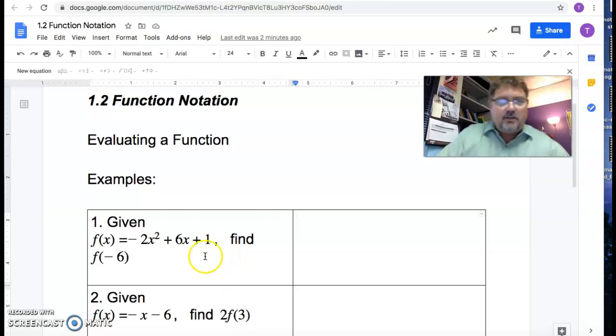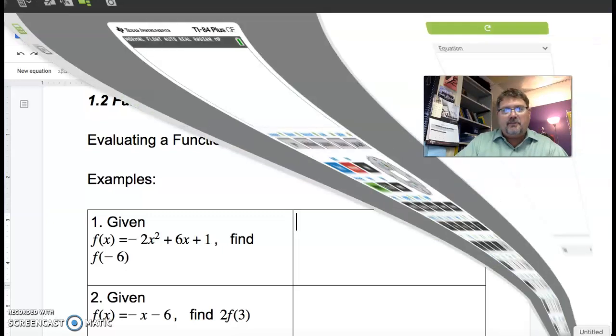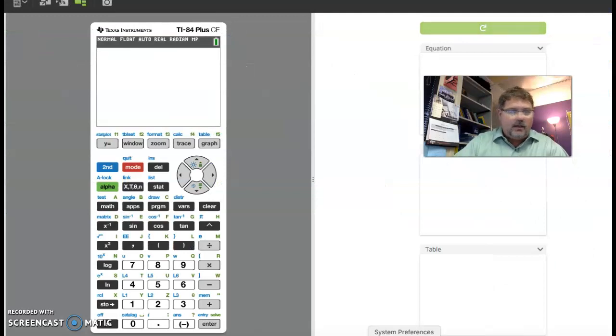Okay, so when I evaluate this function, and that's what this is, I'm going to show you a way to put this in the calculator so you don't make mistakes when you do this, and I want you to use parentheses. So f of negative 6 would be negative 6 squared, and then it's plus 6x, so we have plus 6 times negative 6, and then we have a plus 1. And if you do them this way, you won't mess them up, okay?